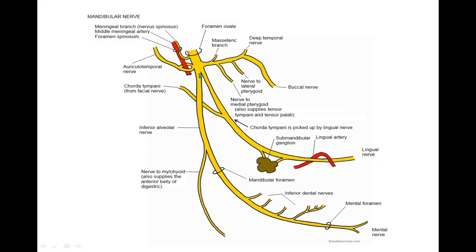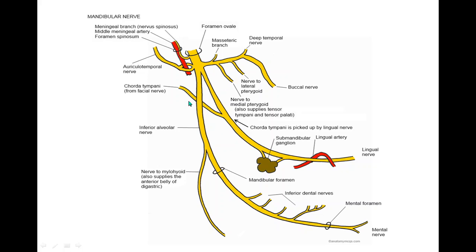Okay. So now the posterior division runs through the mandibular foramen as the inferior alveolar nerve, supplying all the teeth and gums of the lower jaw. And it exits through the mental foramen, supplying the skin at the chin of the face. One more important motor branch from this posterior division is the nerve to mylohyoid, which also supplies the anterior belly of the digastric. So all these 8 muscles, as I said, carry the special visceral efferent component with the mandibular nerve.